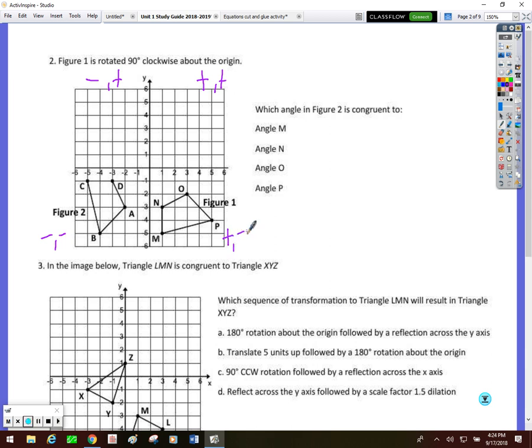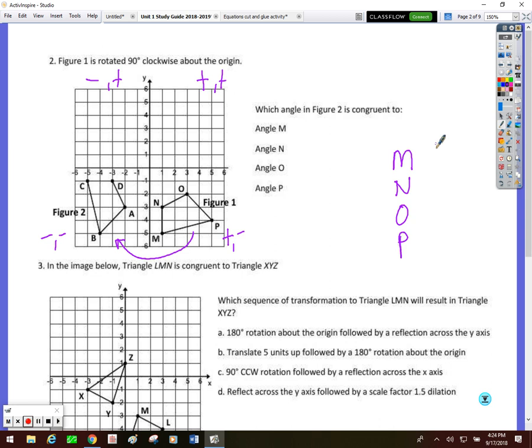To figure this out real quick, we're going to do a 90-degree clockwise rotation, which means it's going to go from here to here, figure 1 to figure 2. But I need to figure out which one is which. The easy way to do that, if you can't visualize this, is to start writing down your coordinates. Here is M, here's N, O, and P, right?